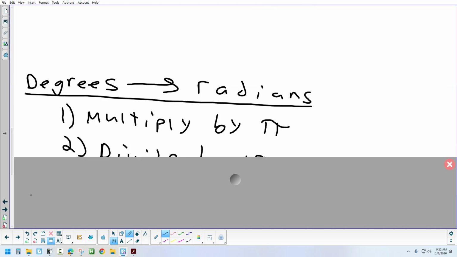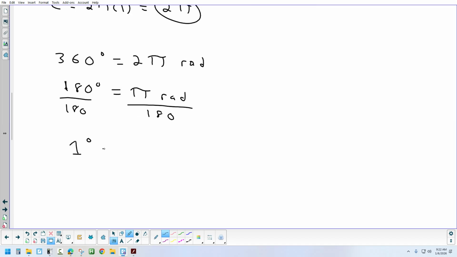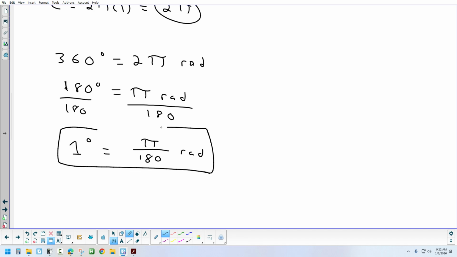I want to get a 1 in this formula. Let's get a 1 on this side. And then we'll get a 1 on the other side after. If I wanted to turn 180 into 1, what could I divide each side by? 180. Yeah, I could divide each side by 180. And what that does is it gives me a formula that says 1 degree equals pi over 180 radians. So now I've got a formula for 1 degree.